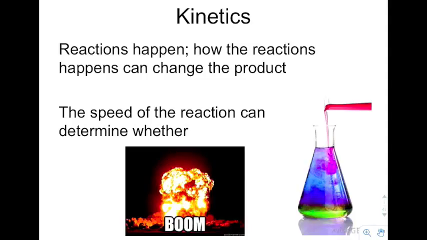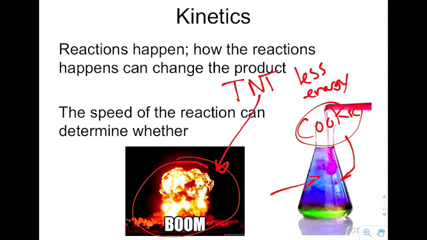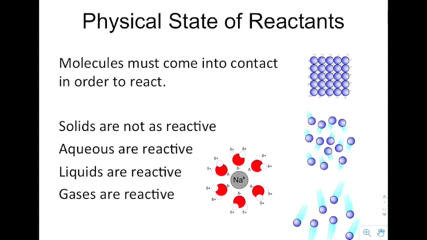Okay, TNT has less energy released than a cookie on a per gram basis. 1 gram of TNT and 1 gram of a cookie, the cookie wins. The reason why TNT is bad is because it releases that energy very quickly, whereas a cookie releases that energy very, very slowly. So the kinetics of the reaction, how quickly the reaction can make the difference between whoops and yay.